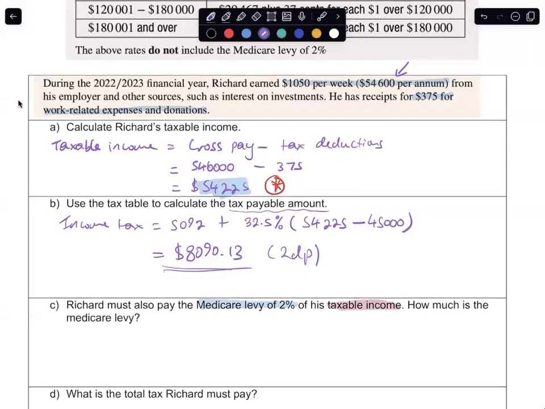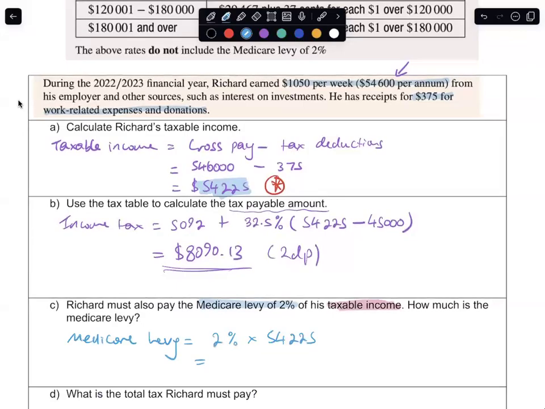Now, again, what we're calculating here is not 2% of the $54,600. I can't stress that enough. It's 2% of the first thing that we calculated, the taxable income, 54,225. So what we do to calculate our Medicare levy, because this is a tax as well, it's just a different type of tax, okay? We take 2% and we multiply it by our taxable income, 54,225. Once we've done that, we're free to plug that directly into our calculator.